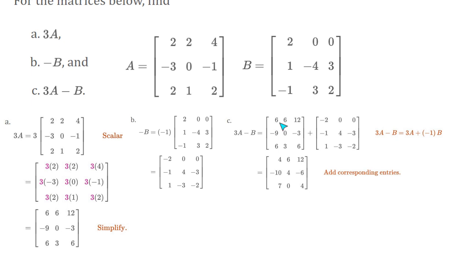So to add them, we would take the 6 plus the negative 2 is a 4. And then 6 plus 0 is 6. 12 plus 0 is 12. Negative 9 plus negative 1 is negative 10. 0 plus 4 is 4. Negative 3 plus negative 3 is negative 6. 6 plus 1 is 7. And then 3 plus negative 3 is 0. 6 plus negative 2 is 4. And so that's how we would add corresponding entries.